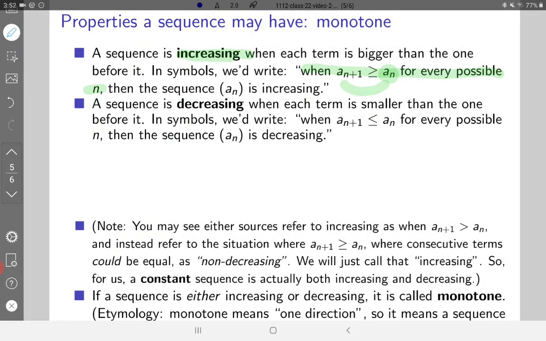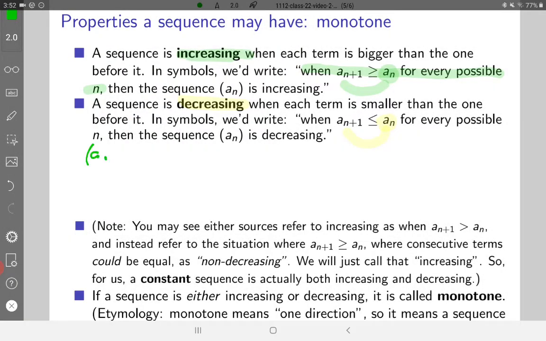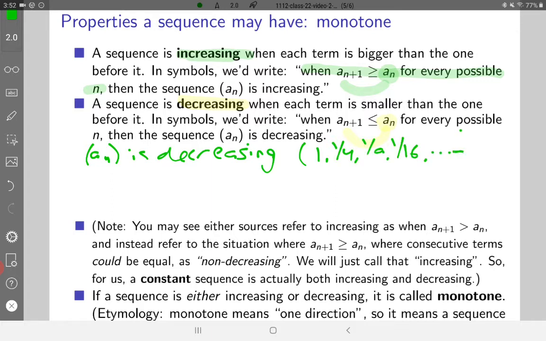And likewise, I can say a sequence is decreasing when each term is smaller than the one right before it. Or in other words, if I look at a term in the sequence and then I look at the next one, it must have gotten smaller or stayed the same value. That's what it means to be decreasing. So, for example, the an sequence on the previous slide, that was decreasing. We saw 1, a quarter, a ninth, a 16th. That's a decreasing sequence.